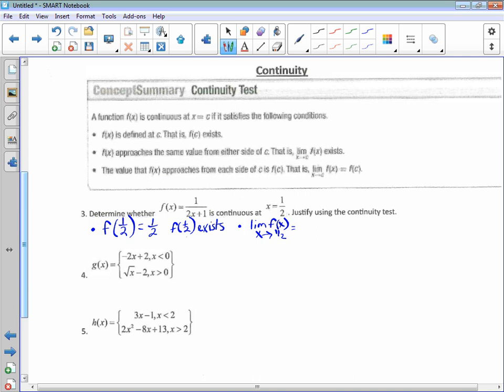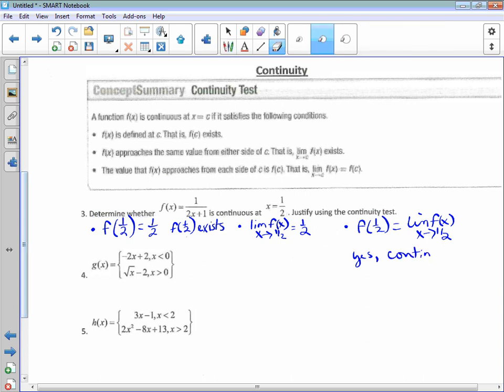You just told me that if I plug in 1/2, I get 1/2. So what do you think the y value is approaching as you go towards 1/2? 1/2. It's very redundant at this point, but yes, the limit equals 1/2. So that exists. Then step 3 is saying that f of 1/2 equals the limit of f of x as x approaches 1/2. So yes, f of x is continuous.